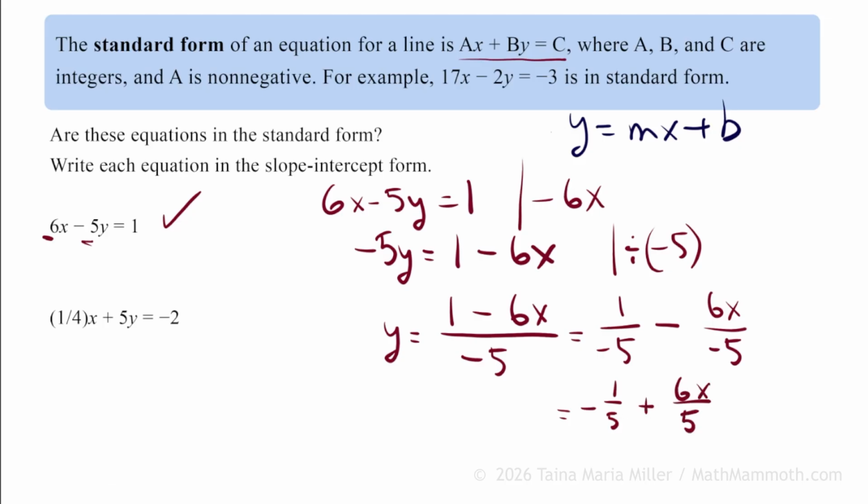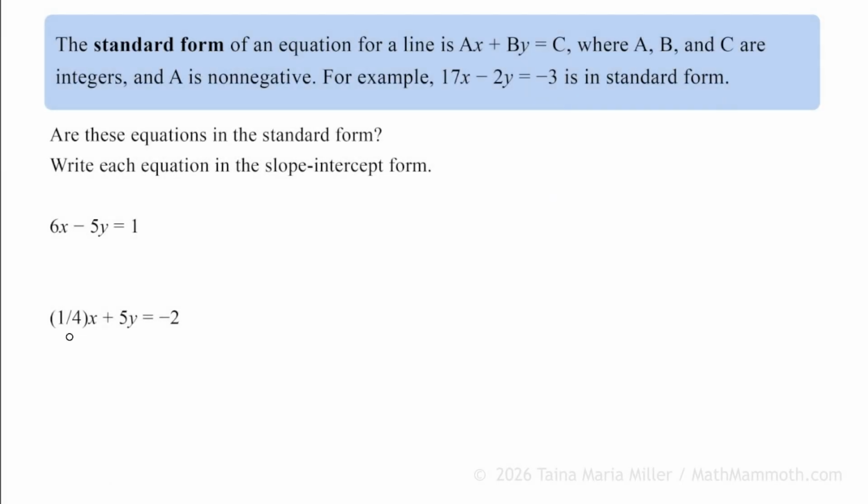And now we can see that it is almost in the y equals mx plus b form. We just need to flip these. Write the x term first. And we can also write it as 6/5 times x minus 1/5. So now we see the slope is 6/5, and the y-intercept is minus 1/5.